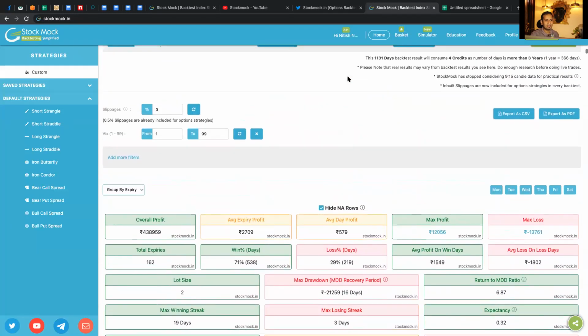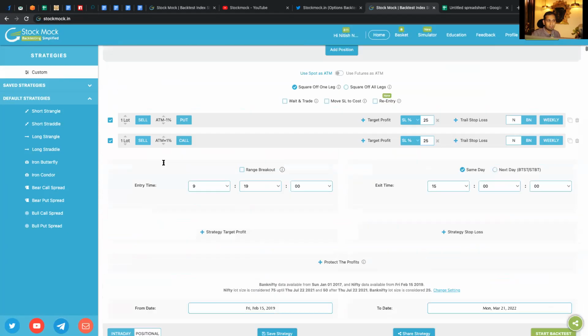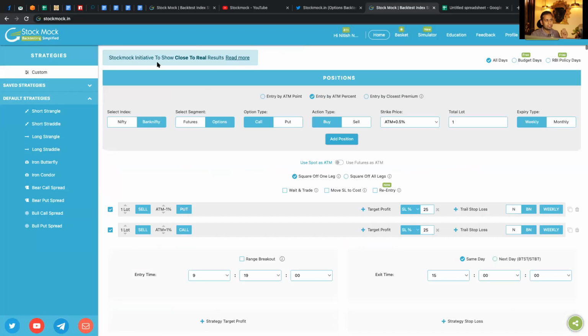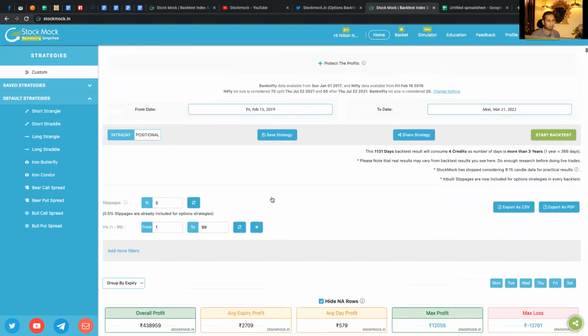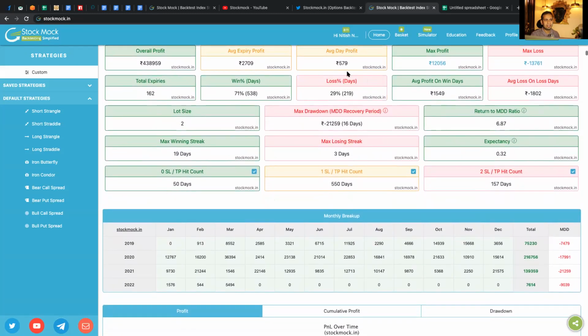And by the way, this already has inbuilt slippages being included. If you don't know about inbuilt slippages, please read it here. We have mentioned the Stockmock initiative to show close to real results. It means every backtest result will now have inbuilt 0.5% entry slippages. So the results came in and it says expectancy is 0.3.